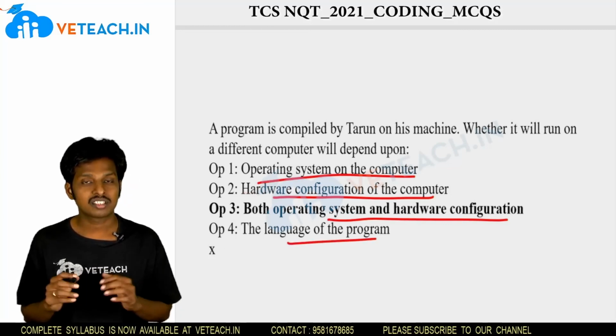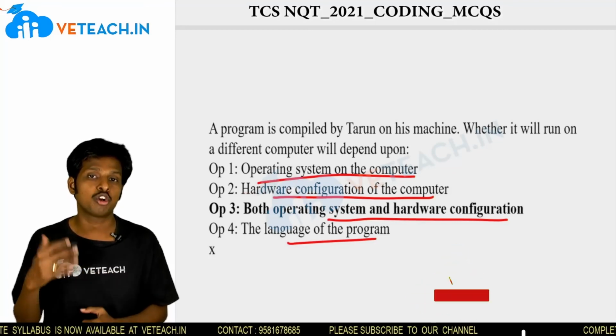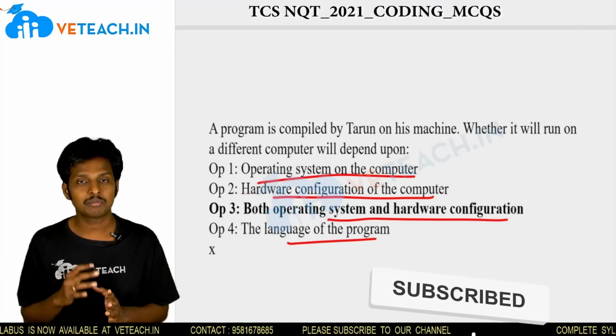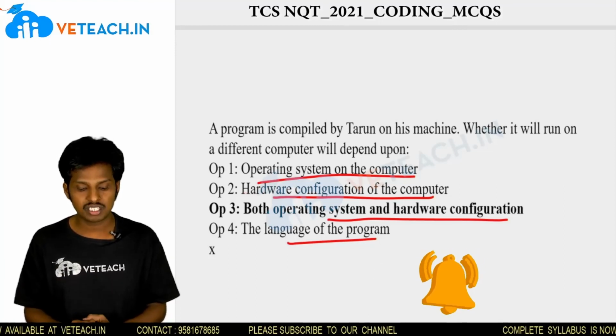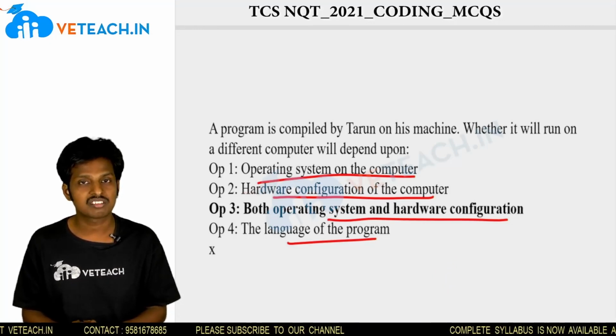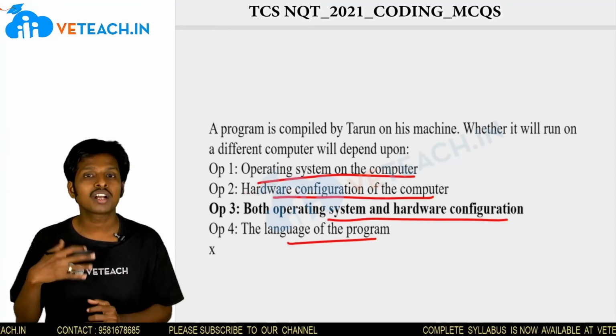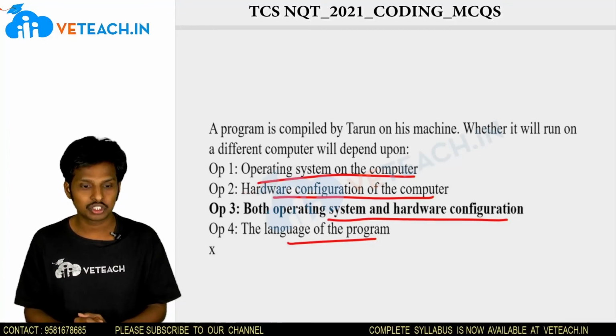So the situations are, when a program was written on one machine and it has to be run on another machine, the operating system might change and the hardware configuration also might change. So it depends upon both the operating system and the hardware configuration of the system that Tarun is going to consider. So both are going to affect your program execution.